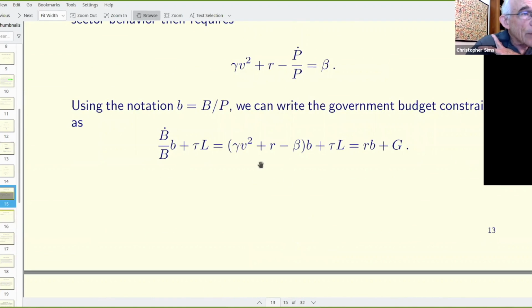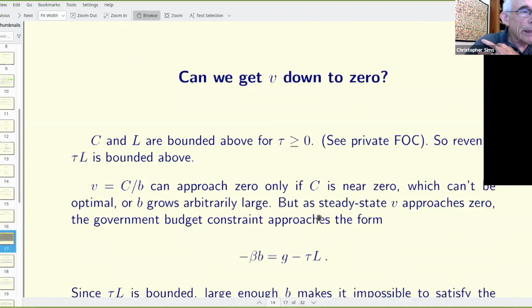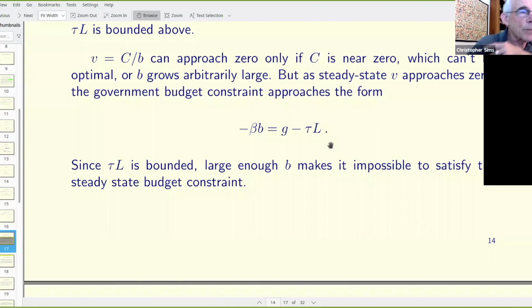The government budget constraint we wrote out here as V. So we're saying now, could we get V down very close to zero? Can we saturate demand for government debt? If V gets pushed very close to zero, this term drops out, and we're back to this. There's an RB here, and then there's an RB there. They drop out, and what's left is this term, this expression. So B is very big. This left-hand side is very negative.